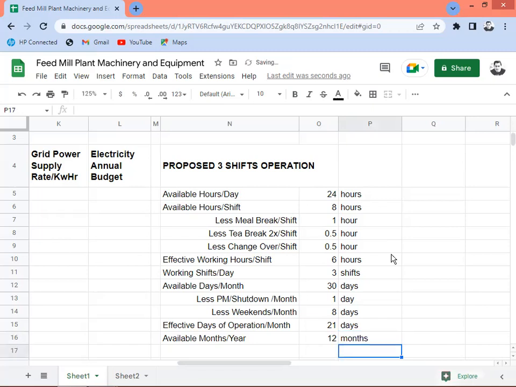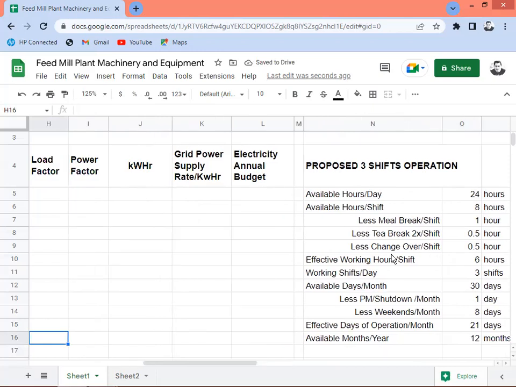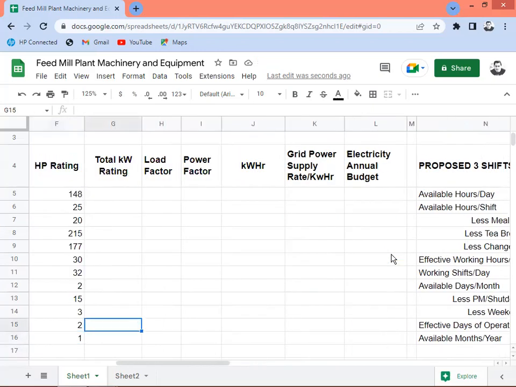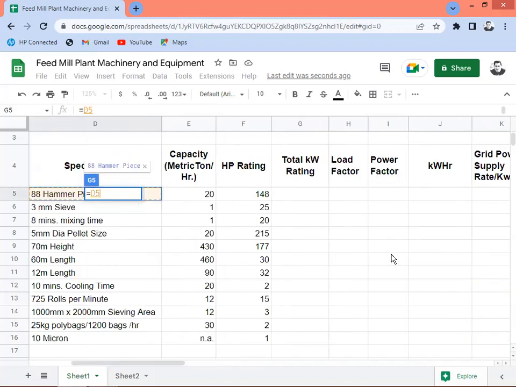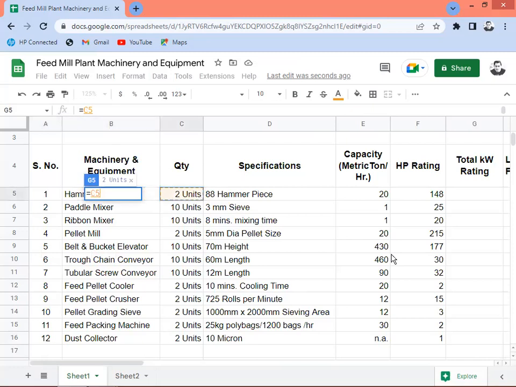All right. Now we're going to start doing our calculation for the total rating. Let's see how much our total rating is. We're going to include the quantity. How many units are we going to have? If only one unit, that would be 148 horsepower.